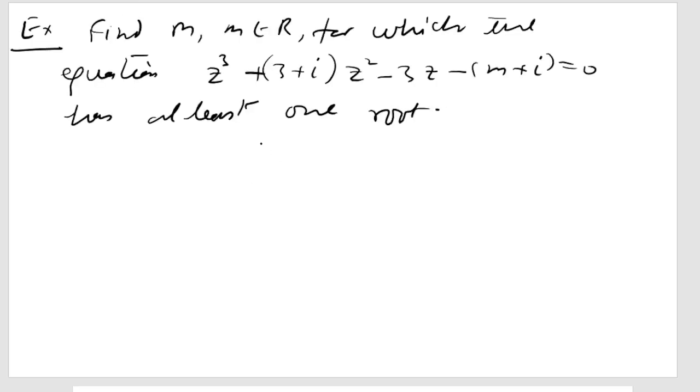Let's take some very good examples of polynomials, and that will help you to solve some of the problems. Okay, so let's say we have this question. We have to find m, such that m belongs to real numbers, for which the equation z cube plus (3 plus i) z square minus 3z minus (m plus i) equals 0 has at least one root. In fact, better, at least one real root.